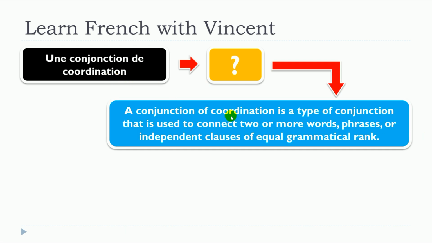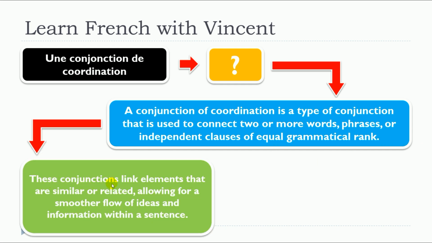Well, a conjunction of coordination is a type of conjunction that is used to connect two or more words, phrases, or independent clauses of equal grammatical rank. So, you will use it to connect two words, two phrases, or two clauses. These conjunctions link elements that are similar or related, allowing for a smoother flow of ideas and information within a sentence. So by using these conjunctions, it will make your sentence go smoother.